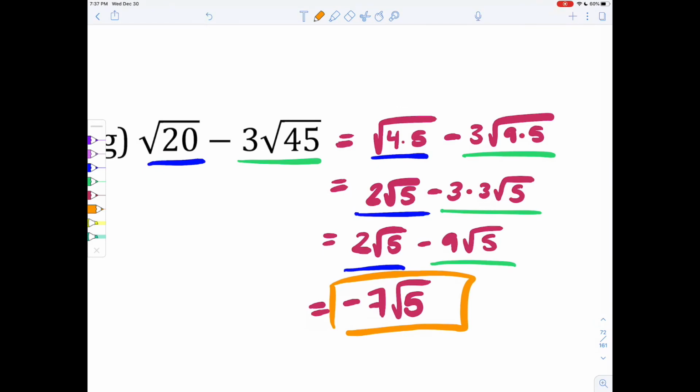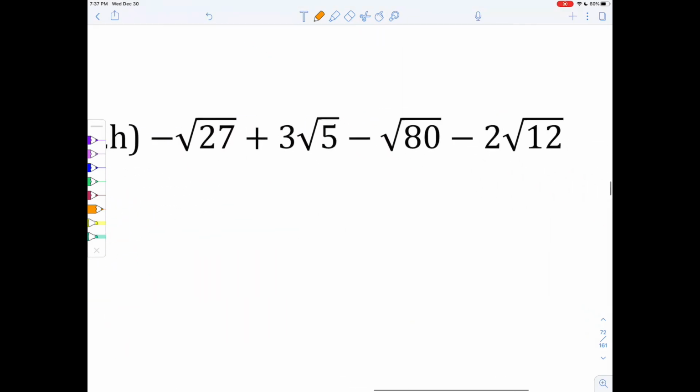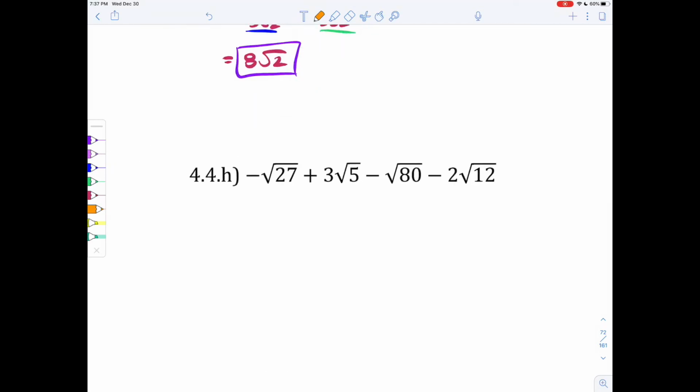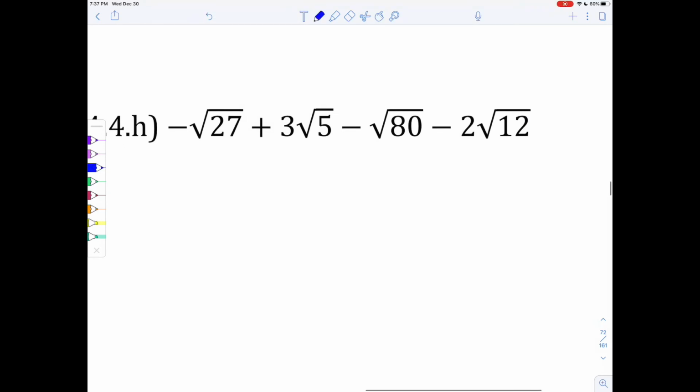Locking it in. All right. Last but not least, take some time and go ahead and simplify these on your own. And we're back. Okay. So negative. Again, we're dealing with square roots, so I'm looking for a factor of 27 that is a perfect square. So I have 9 times 3. Now I'm looking for factors of 5. Well, 5 doesn't actually have any perfect squared factors, so I'm just leaving that one as is.